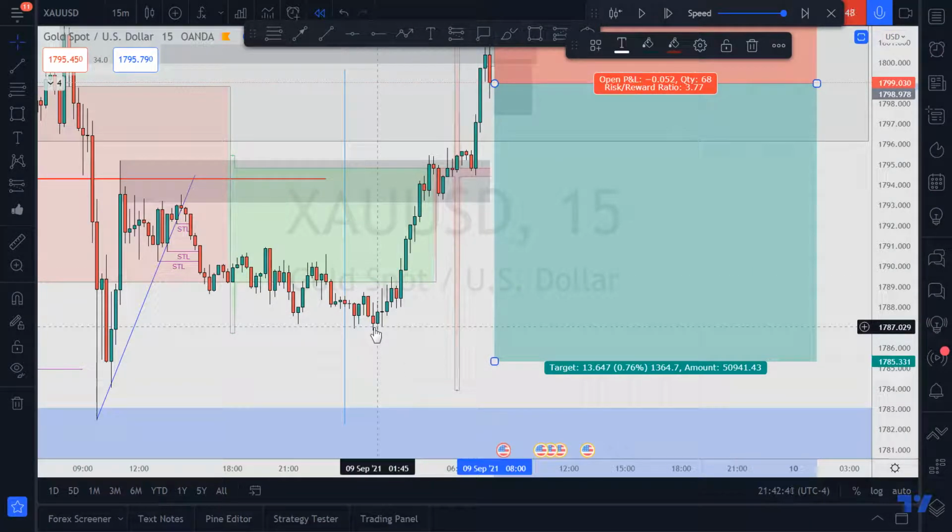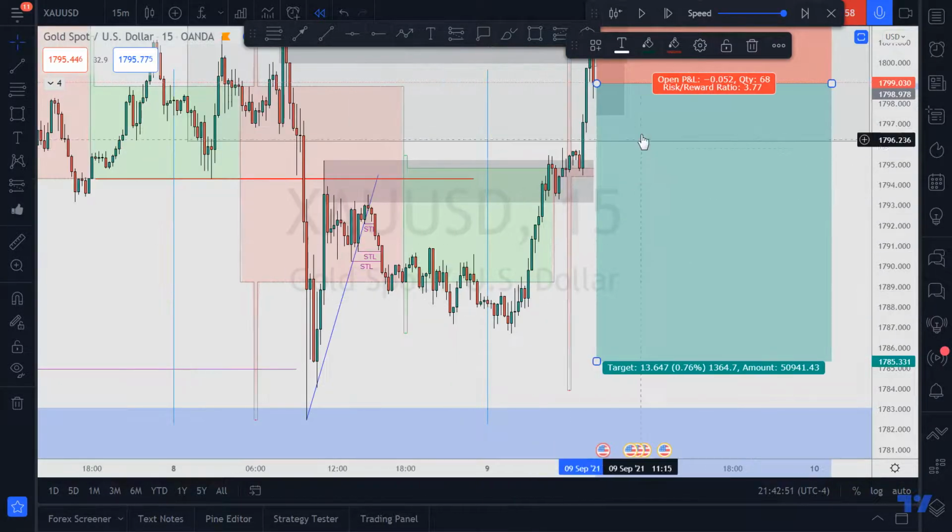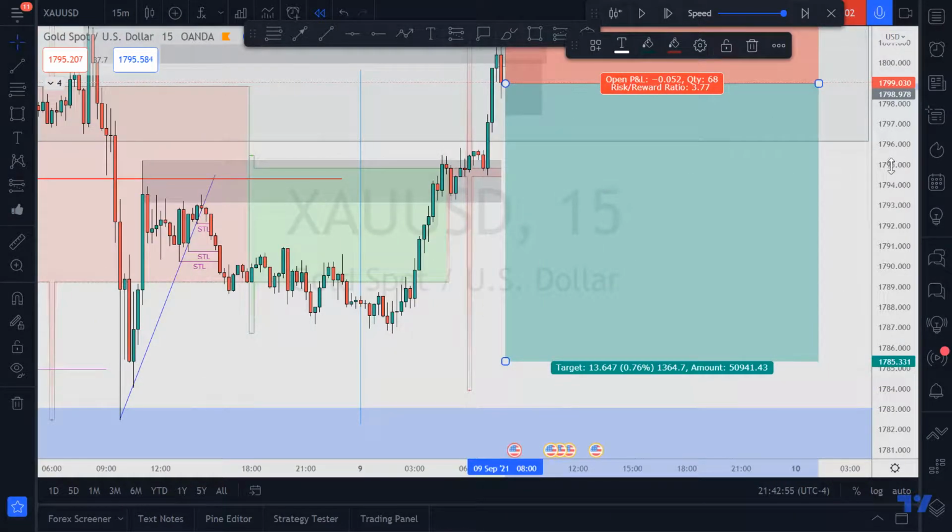This will be a TP. All right. You see how the wick came here and then the close here as well? That'll be a TP. All right. Here's another TP right here. Okay. So I got 3 TPs. And that'll be good. All right.